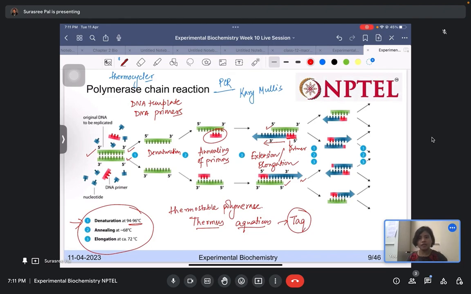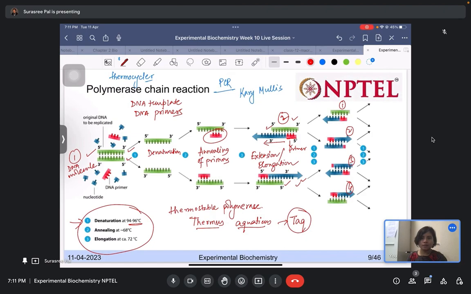So in the first cycle, after denaturation, annealing, and extension, if there is one DNA molecule in the beginning, after the first cycle, two DNA molecules will be produced, 1 and 2, right? Two DNA molecules will be produced after the first cycle. Then after the second cycle, from two DNA molecules, four DNA molecules can be produced. 1, 2, 3, 4, right?